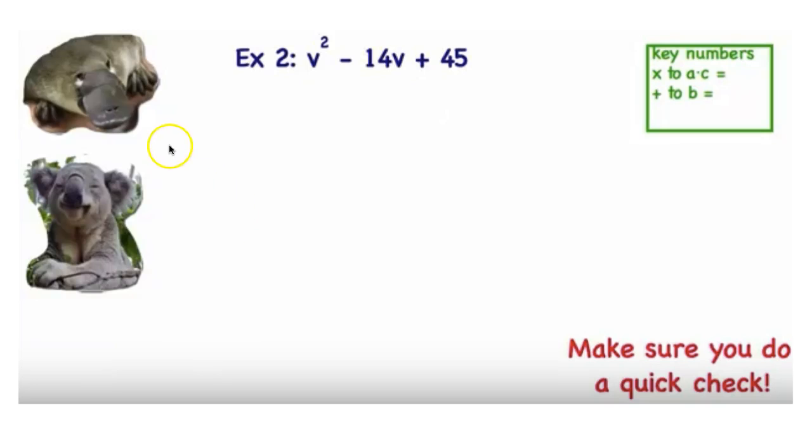Round 2, here we go. So, Australian method, I've got some Australian animals over here, platypus, koala. All right, back to math.